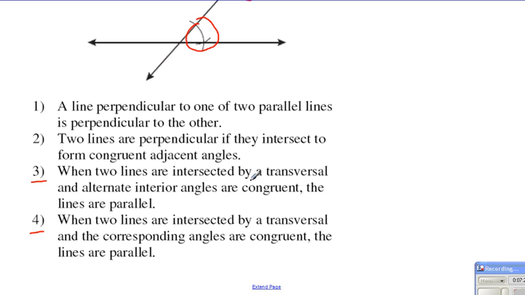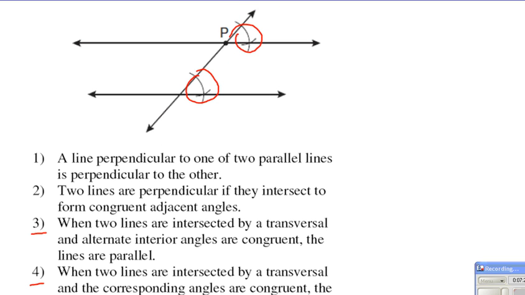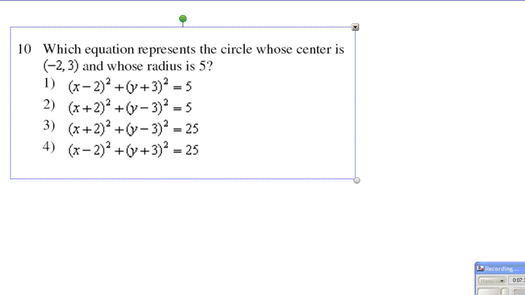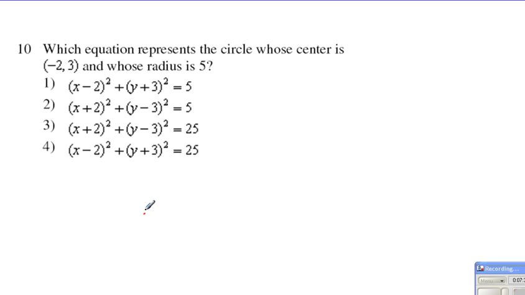When two lines are intersected by a transversal, the alternate interior angles are equal. In the previous case, the angles are not alternate interior angles. Those are corresponding angles. And in fact, that will make number 4 the answer right over here, as you can see. All right, the next question.